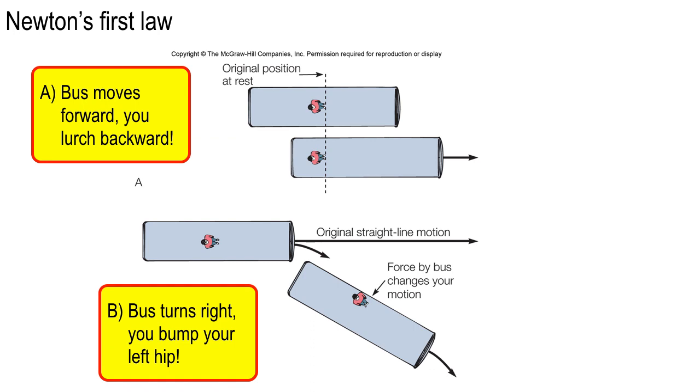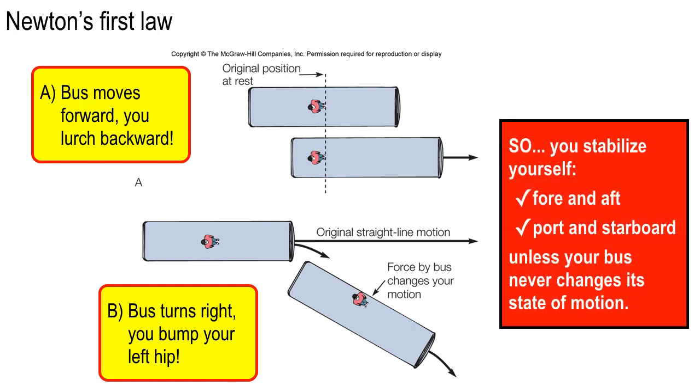If the bus goes to the right, you bump your left hip. You know, because you're going to try to keep going straight, because you're not bolted into the bus. So your natural tendency is to go straight, even though the rest of the bus is going off to the right. So it's going to be as if you're thrown to the left. All right? So that's why on a bus, you stabilize yourself fore and aft, port and starboard, unless your bus never changes its state of motion. But that is not possible.